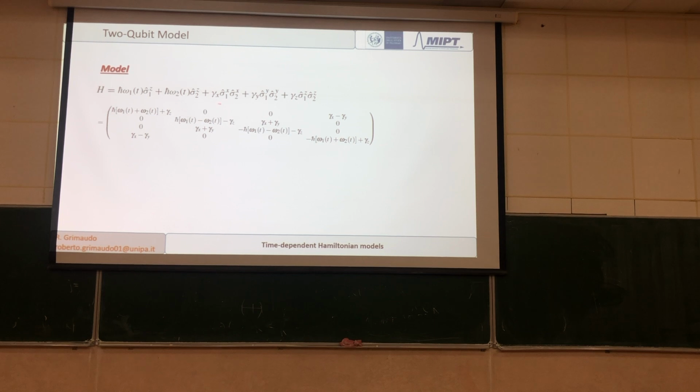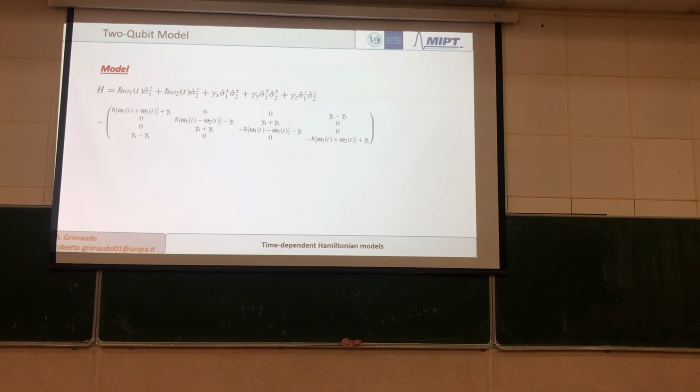We have two spin 1/2, spin 1 and spin 2, subjected to two local, time-dependent magnetic fields, and they interact through what we can call an anisotropic Heisenberg interaction, but this is not important. We have these interaction terms. The matrix representation of this Hamiltonian in the basis of sigma 1z, sigma 2z is the following one. The matrix representation in this case is very important.